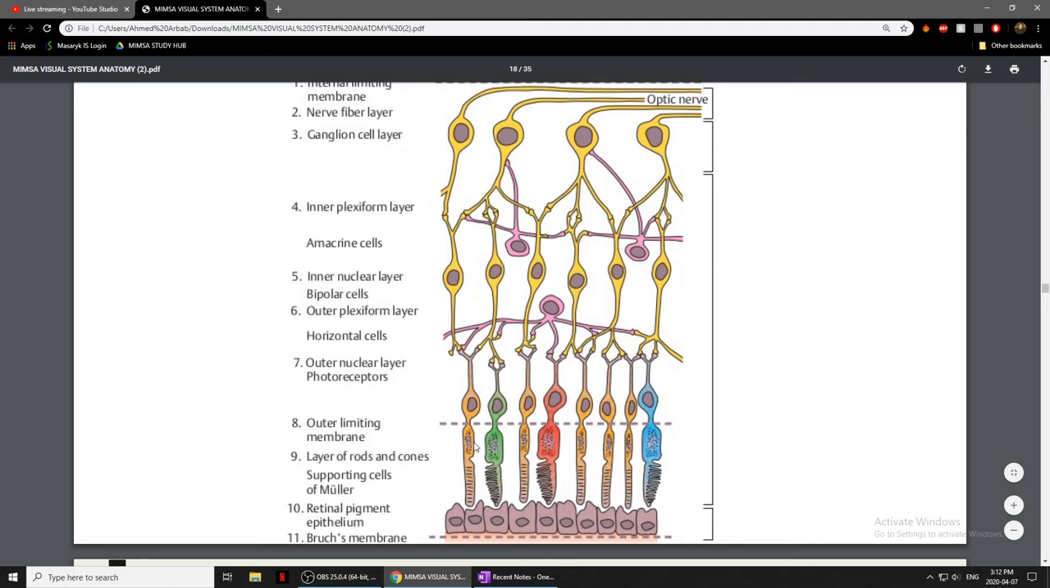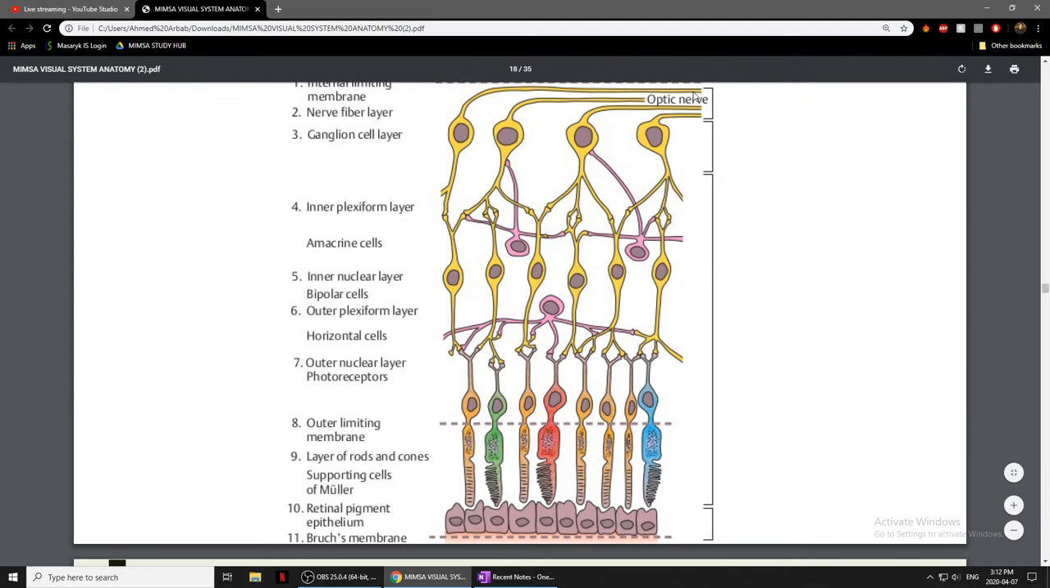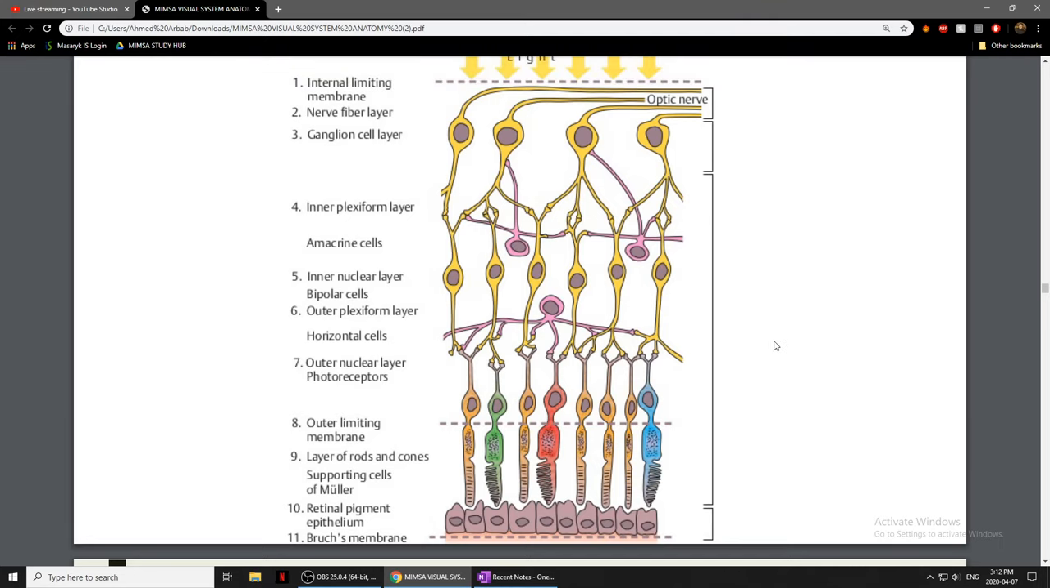So rods and cones, which are the photoreceptive cells, and their neuronal cell bodies are the first neurons of the visual pathway. Second neurons of the visual pathway are the bipolar neurons. Third neurons of the visual pathway are the ganglion cell neurons. And these are what form the optic nerve. Their outer fibers are what form the optic nerve, and that moves outwards. So I guess that's more than enough information if you get this kind of question.